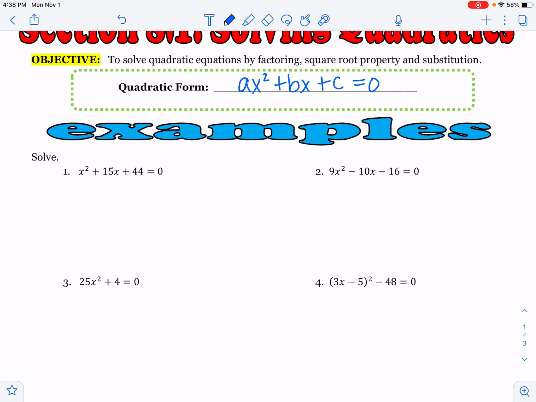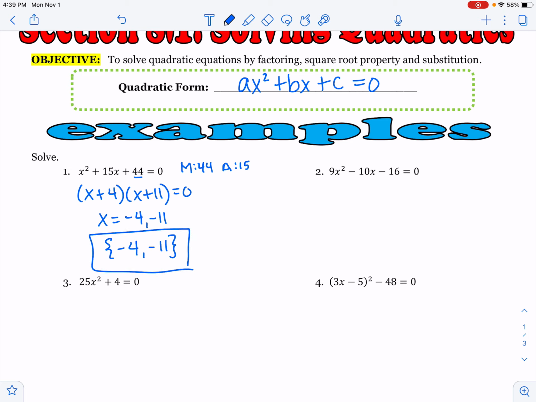So in number 1, I have x squared plus 15x plus 44 equals 0. I'm going to solve, and this one is factorable. I can think of two numbers that multiply to 44 and add to 15. So 4 and 11. So I can factor it nicely. And I don't have to check. I don't have radicals. I don't have denominators. So we are good to go.